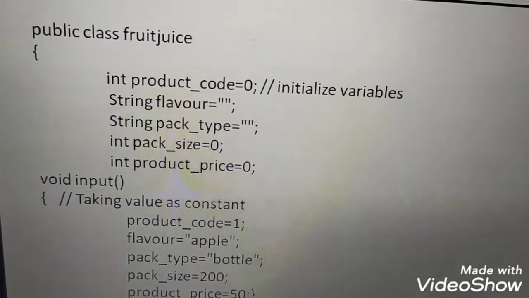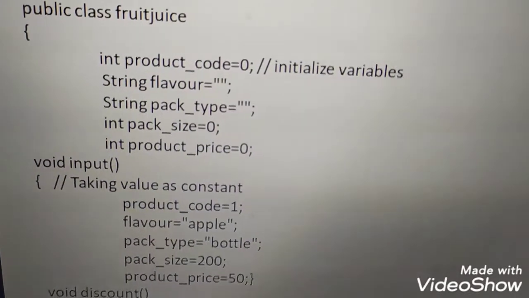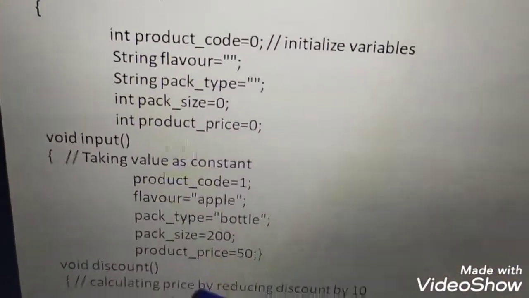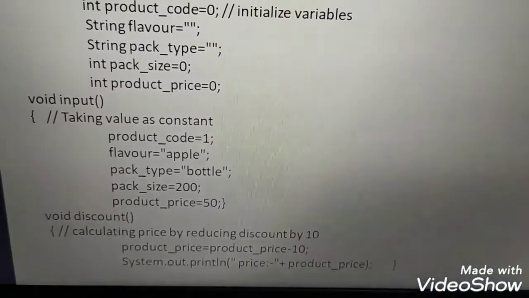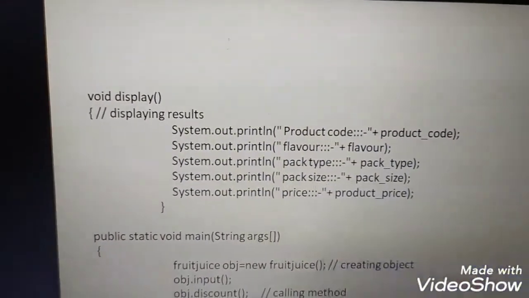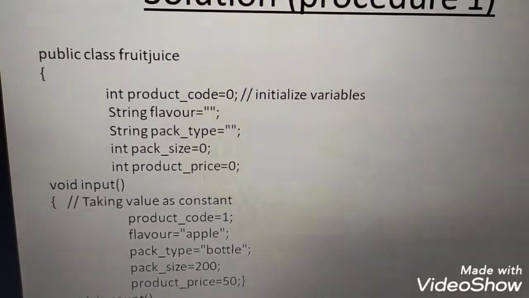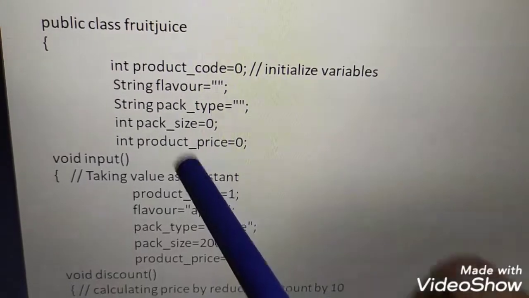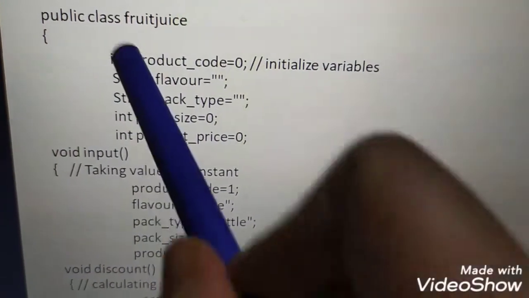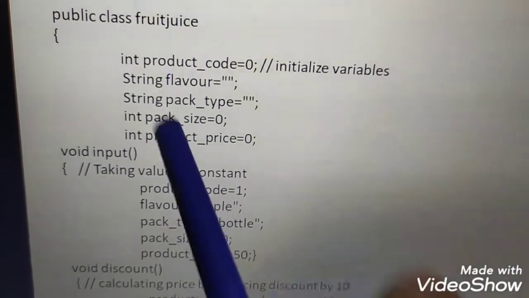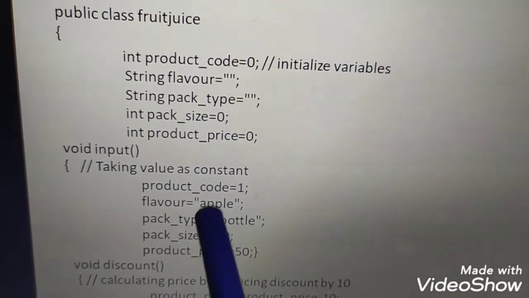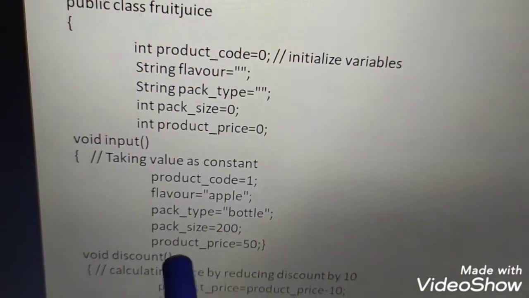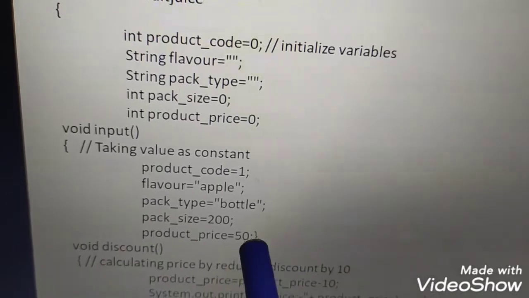Now the third step, defining all the methods. Here you see we have defined the input method, we defined the discount method, and then again we have to define the display method. So go back to the input method. In the input method we are taking the values as direct constant values. Product code is an integer, so 1. Flavor is a string, so apple. Pack type is a string, so it is bottle. Strings are mentioned with double quotes. And pack size is an integer, 200, product price is 50.